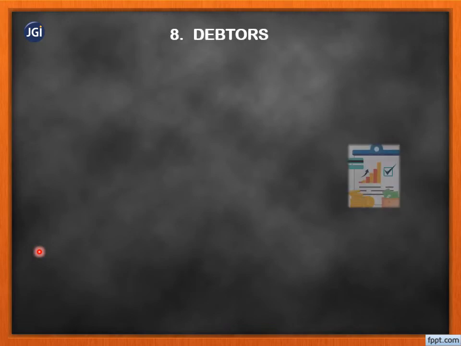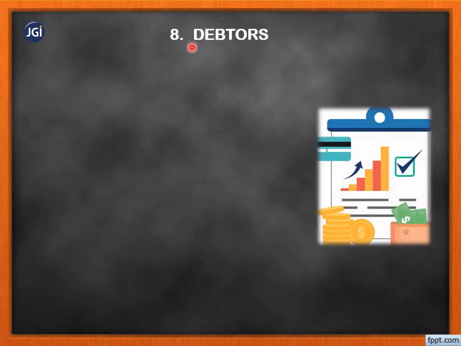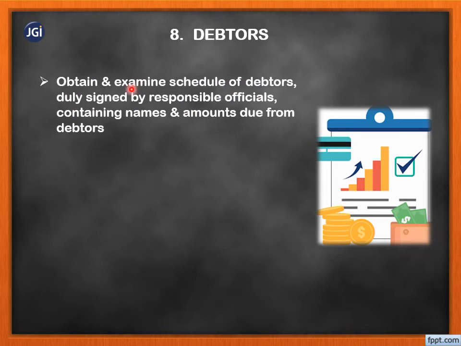Next item is debtors. Debtors are considered current assets and are recorded on the asset side of the balance sheet. An auditor should obtain and examine the schedule of debtors, which is signed by responsible officials of the business, containing the names and the amounts due from the debtors.